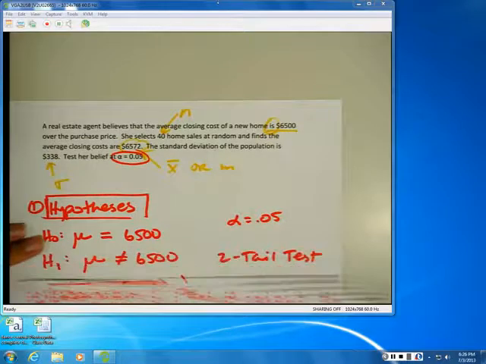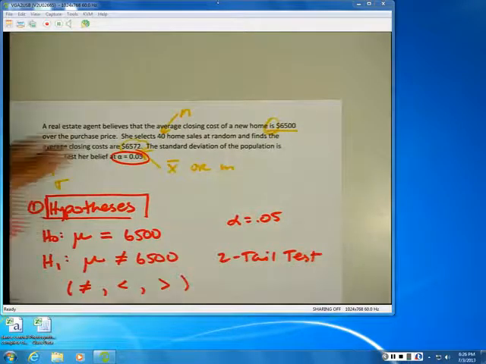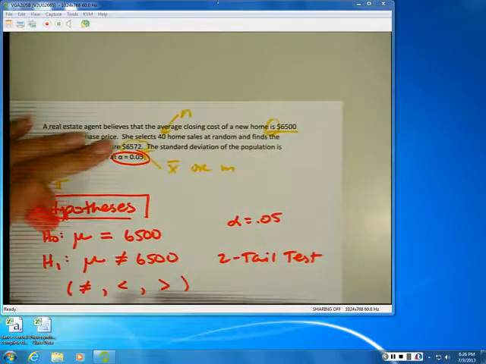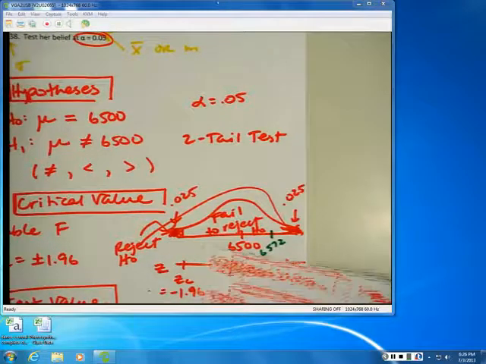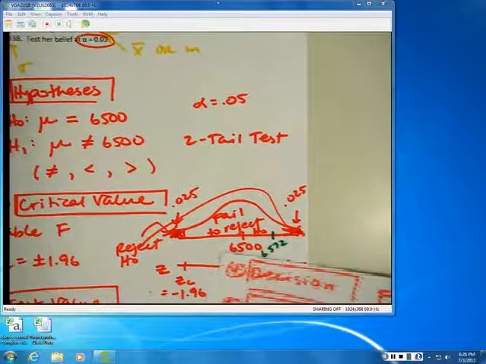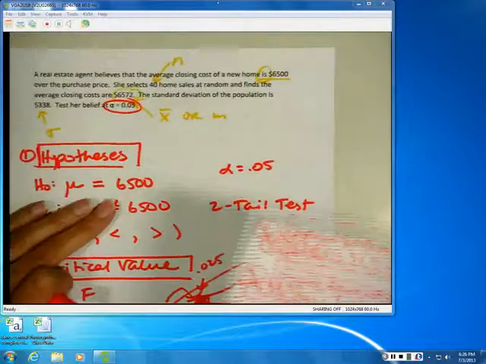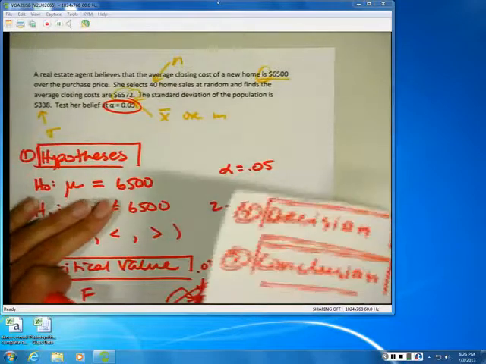The number that we found, that 6572, was not significantly more. It fell in the fail to reject region. It was not significantly more. So we're going to conclude that she's right. We're going to fail to reject.